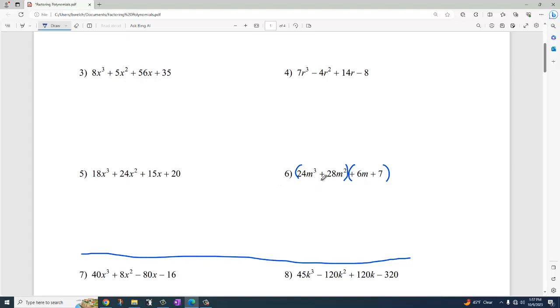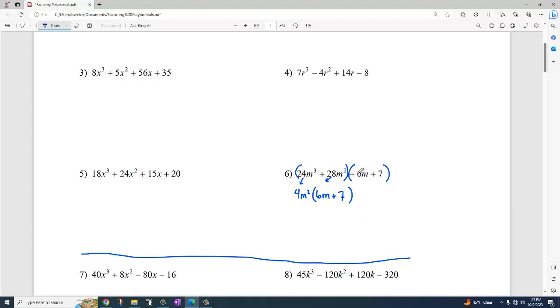Then we want to ask, what do these 2 terms have in common? 24 and 28 both divide by 4, and m cubed and m squared both have a minimum of m squared. So that'll leave me with 24 divided by the 4 makes 6. And since I took m squared out of the m cubed, I should still have an m there. It's a plus, so I'm going to say plus. And 28 divided by 4 would make 7. And because I took both of the m's from the m squared, there should be no m with the 7.